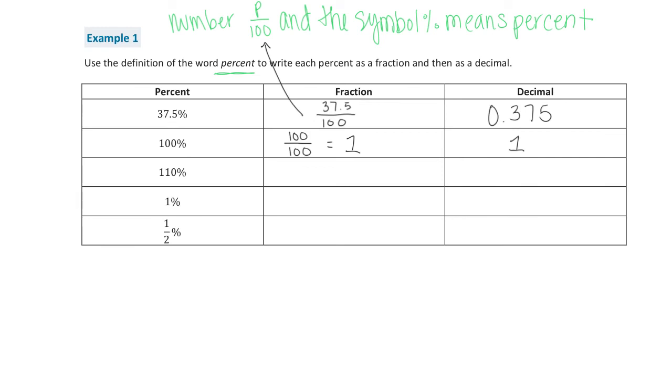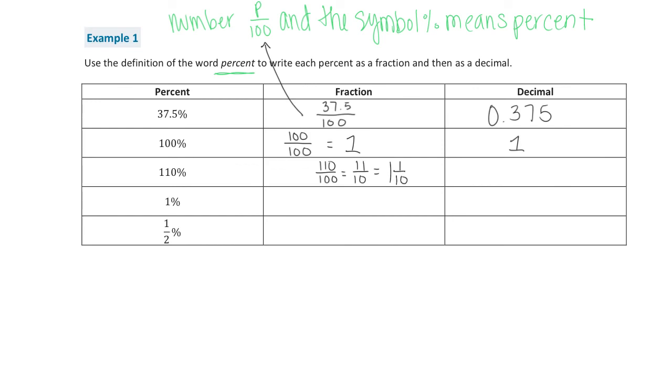Then looking at 110%. So now I'm going to have 110 over 100. And to figure this one out, I can simplify both of these values by 10. So when I have 110 divided by 10, that's going to give me 11. And then 100 divided by 10 is going to give me 10. I can also write this as a mixed number since my numerator is larger than my denominator. And that's going to give me 1 and 1 over 10.